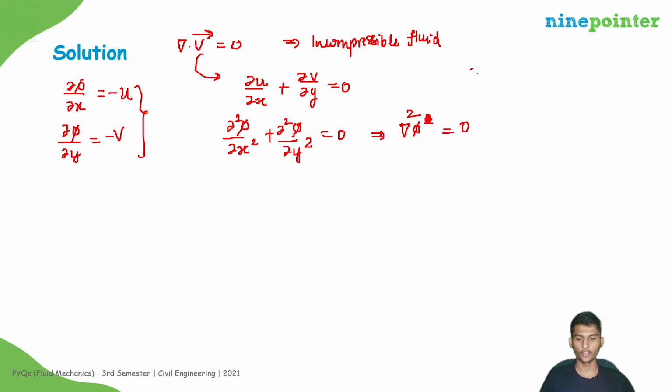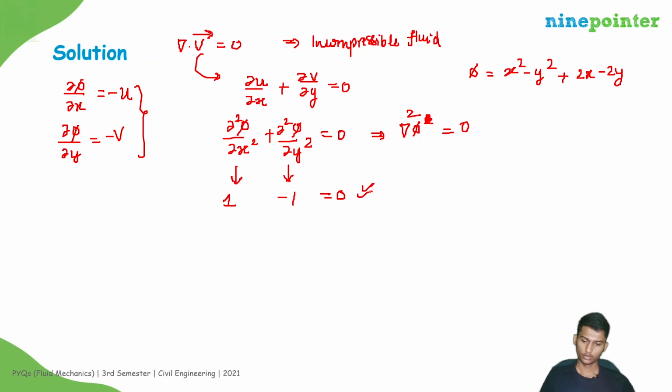The potential function for that flow is x square minus y square plus 2x minus 2y. So dou square phi by dou x square is 1, and dou square phi by dou y square is minus 1. So 1 plus minus 1 is 0. So the flow will exist. This is the first part of the question.